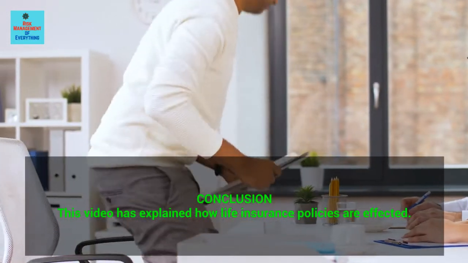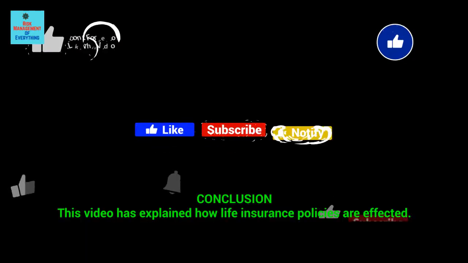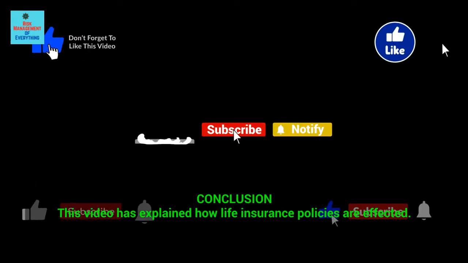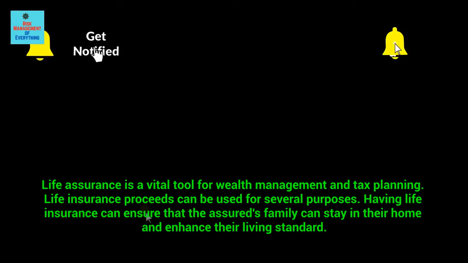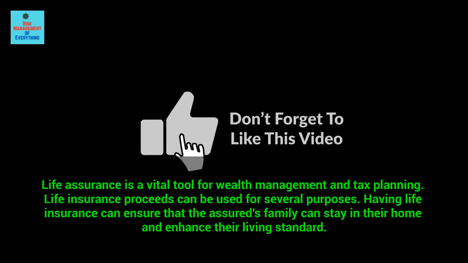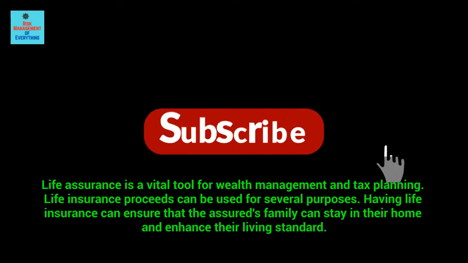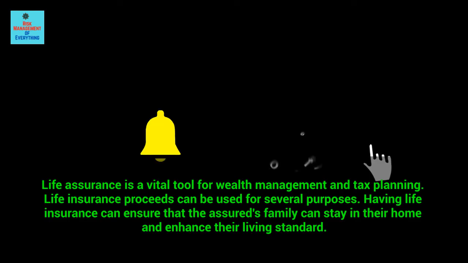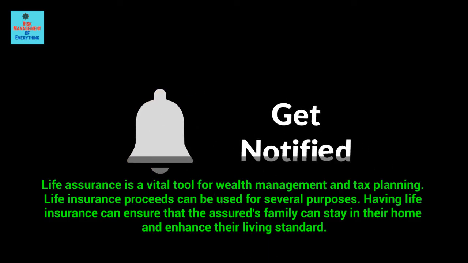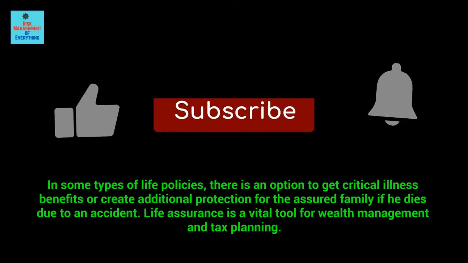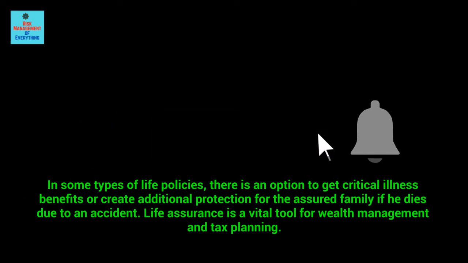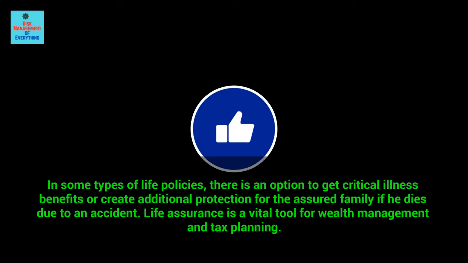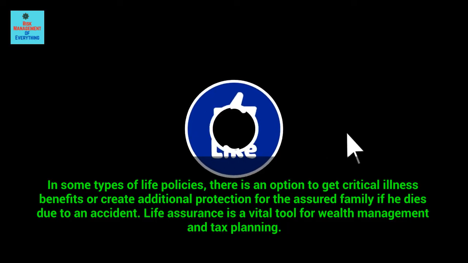Conclusion. This video has explained how life insurance policies are affected. Life assurance is a vital tool for wealth management and tax planning. Life insurance proceeds can be used for several purposes. Having life insurance can ensure that the assured's family can stay in their home and enhance their living standard. In some types of life policies, there is an option to get critical illness benefits or create additional protection for the assured's family if he dies due to an accident.